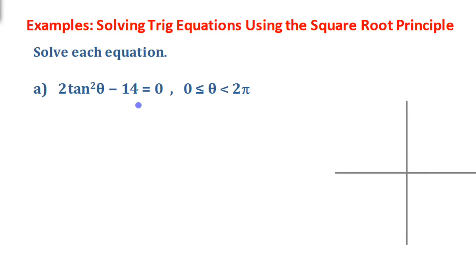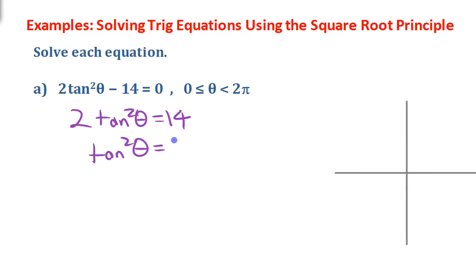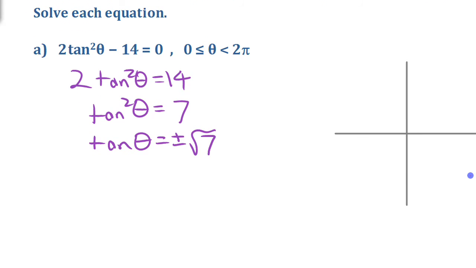If we're trying to solve this, again, just keep each side separate and isolate that trig function. If 2 tan squared theta minus 14 is 0, then 2 tan squared theta is 14, and tan squared theta is 14 divided by 2, or 7. Tan squared theta is 7. That means tan theta is plus or minus the square root of 7. And you have to think about where you're going from there. That's not a special ratio, so it's not going to be a special angle.